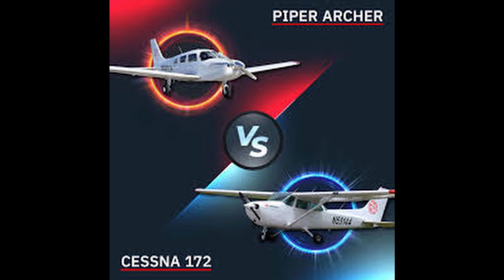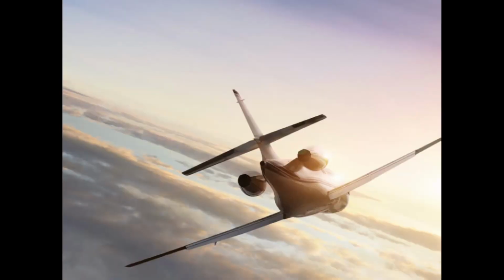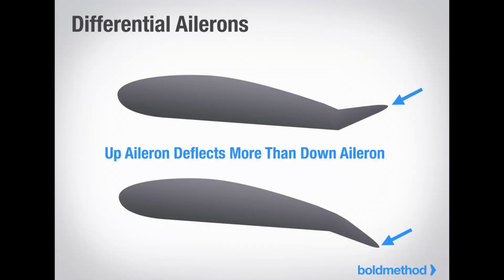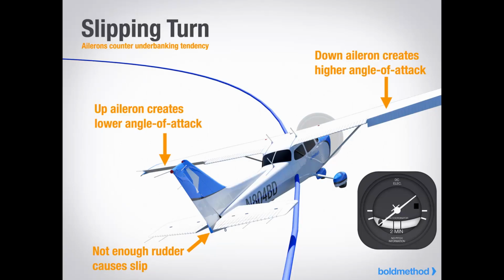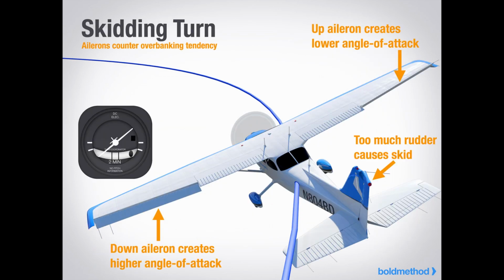Manufacturers have tried to come up with clever ways to eliminate adverse yaw from the aircraft by using Frise type or differential type ailerons. By the way, a slip is when the tail of the airplane is on the inside of the turn. A skid is when it's on the outside of the turn. In both scenarios, the airplane is uncoordinated.